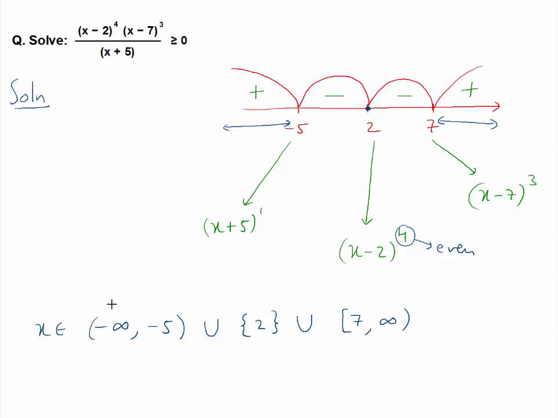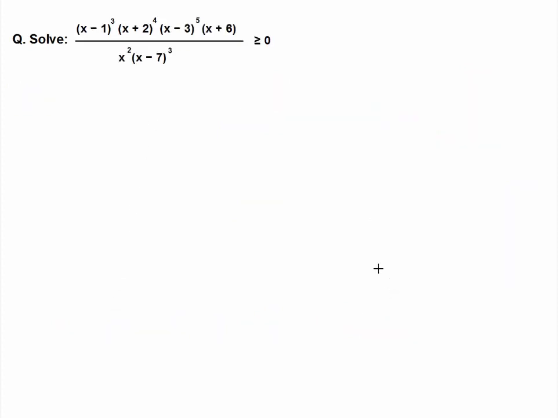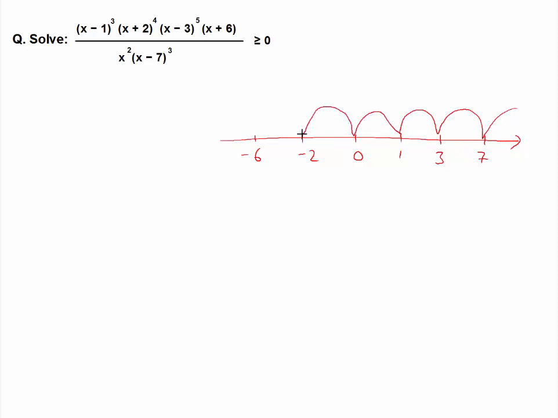Let's do one more question. Now solve this whole expression being greater than or equal to 0. So we again follow the same steps. We draw the real axis and then we plot the numbers. So minus 6, minus 2, then 0, then 1, then 3 and then 7, and then we draw the shapes. And on the rightmost side we write plus.